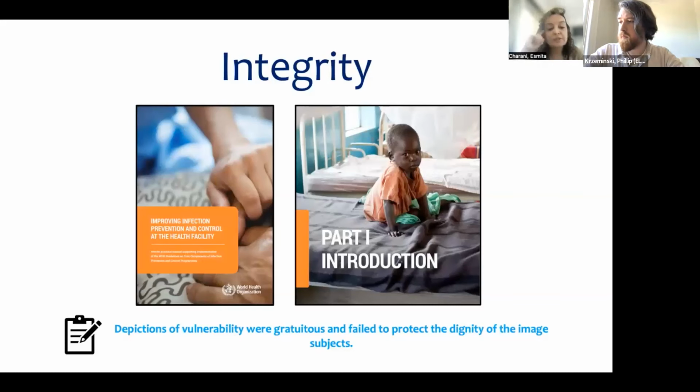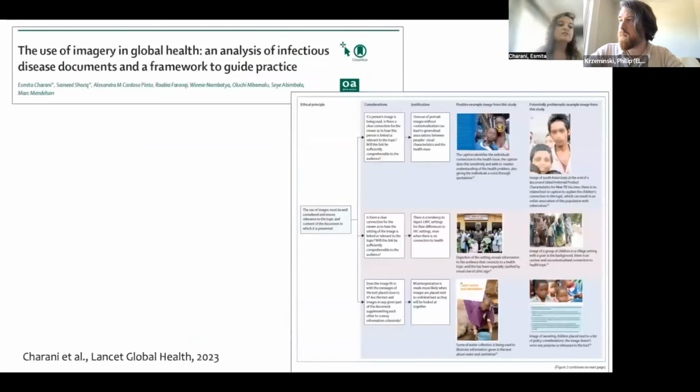There were a lot of depictions of imagery of vulnerability that were gratuitous and failed to protect the dignity of the subjects, particularly when it was women and children from lower middle income countries. So we developed this framework to help guide practices so that when people want to use an image of a person or a group of people from a particular location to tell the story, they have guidance as to what needs to be done.